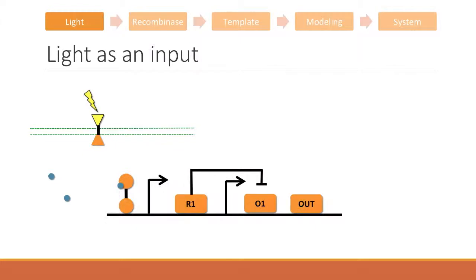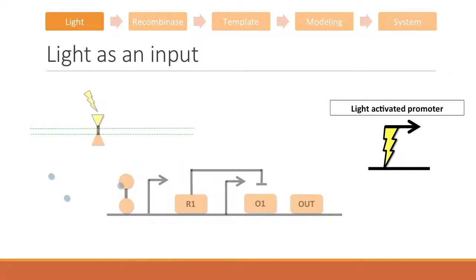Here, for convenience, I've implemented a quick inverter circuit. Now, instead of transcription being off when the light is on, and on when the light is off, the output protein is expressed when light is being shown on the surface of the cell. I've compressed this entire circuit into a simple shorthand of a light-activated promoter, shown here. I'll be using this throughout the rest of my presentation.